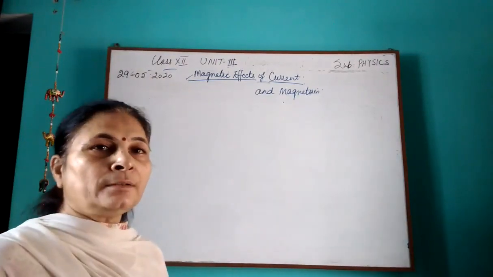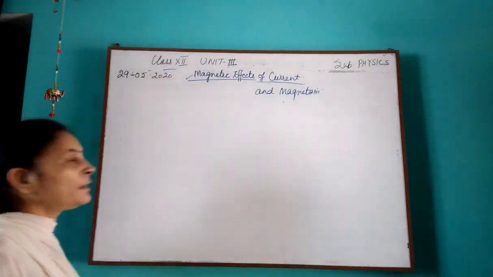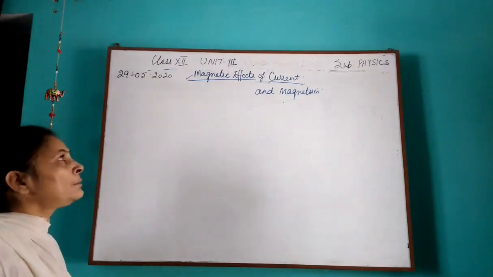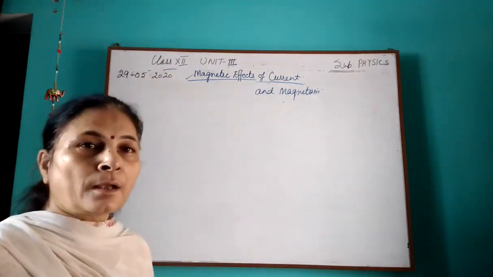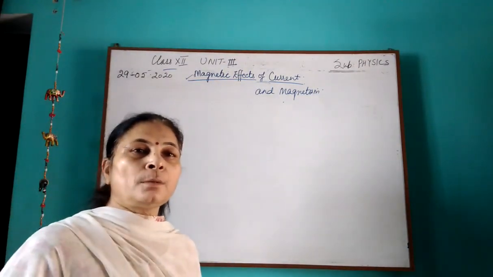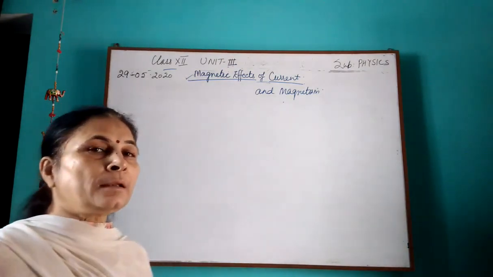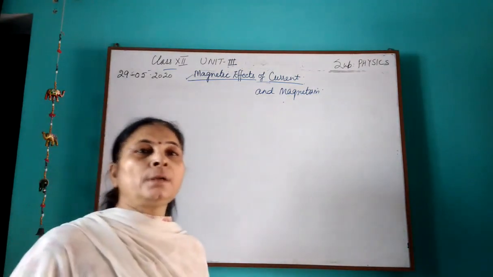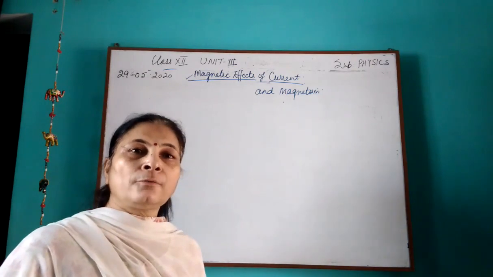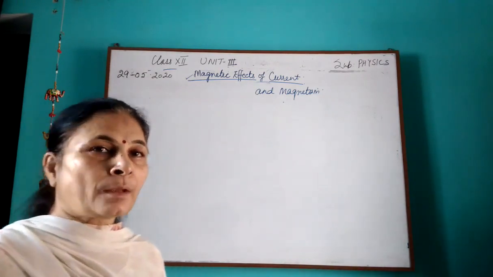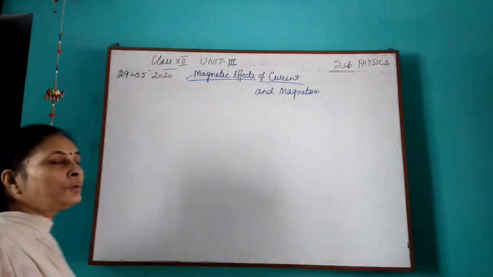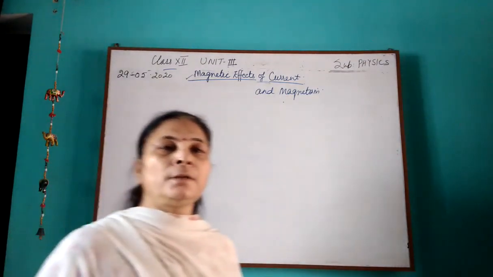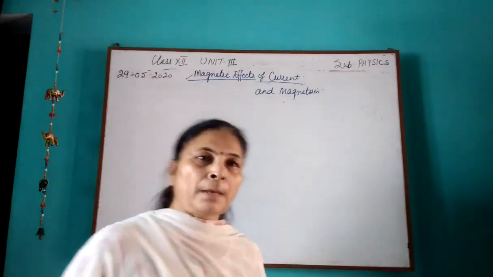Good afternoon, children. We are again here today to discuss magnetic effects of current. Yesterday we talked about how, when a charged particle enters a magnetic field in a direction perpendicular to it, it follows a circular path. I also told you how to represent a magnetic field on a piece of paper.